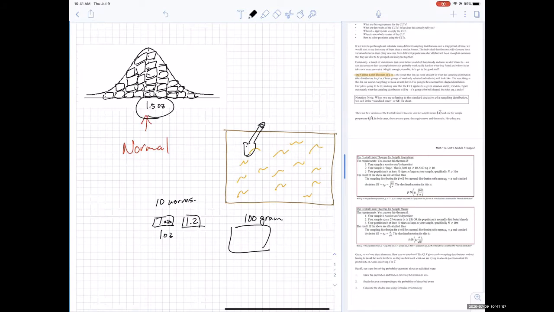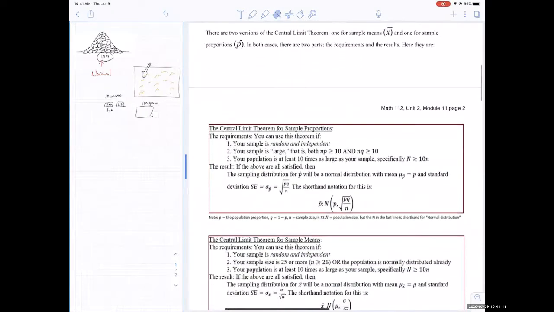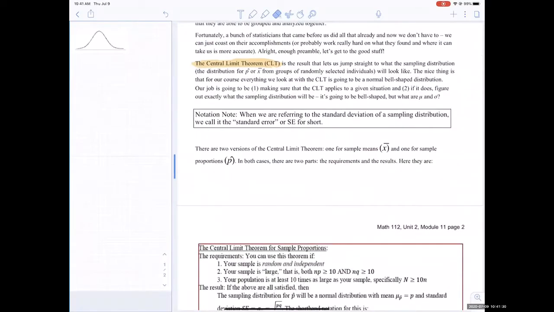But in central limit theorem, they tell us, what is enough sample? What is that sample that we actually need in order for us to meet the criteria or conditions? In order for us to use the central limit theorem, it has to meet certain conditions. So first, the central limit theorem is a result that lets us jump straight to what the sampling distribution will look like.